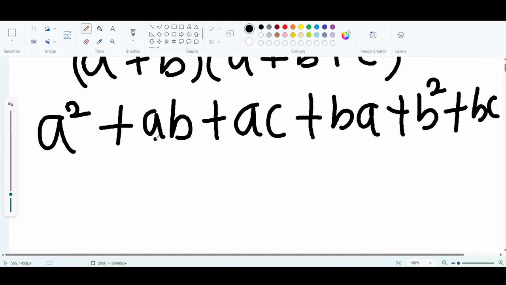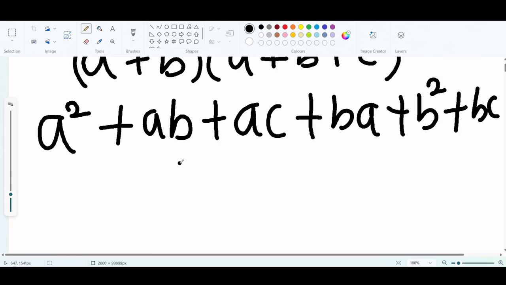We see that AB and BA, they are the same. There is nothing different in them, because AB, that is A times B, just like when we say 2 times 3, it's going to be 6. And if we say 3 times 2, it's also going to be 6. So they are commutative. We call it commutativity. Whether the first one comes first or the second one comes first, they are still the same thing.